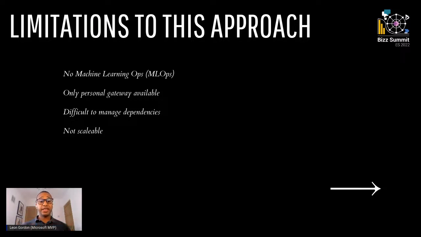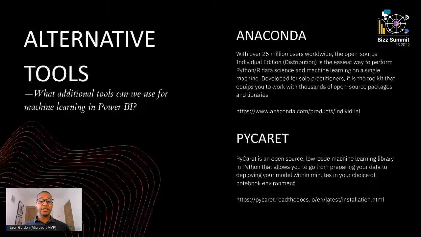So we can't use any machine learning ops, often referred to as ML ops. We only have the personal data gateway available to us. It becomes very difficult to manage dependencies, and this approach is not very scalable. Okay. So with that being said, to use this approach, we have to use some alternative tools outside of Power BI. Okay. One of those is Anaconda.